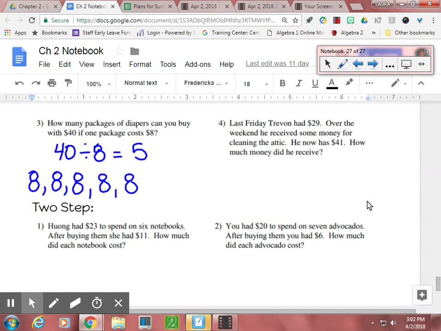Last Friday, Trayvon had $29. Over the weekend, he received some money for cleaning, which is now $41. So he had $29 plus some extra money to get his $41. We want to know how much money he got. So subtract that $29 to the other side. And we know that he got paid $12 to clean the attic.